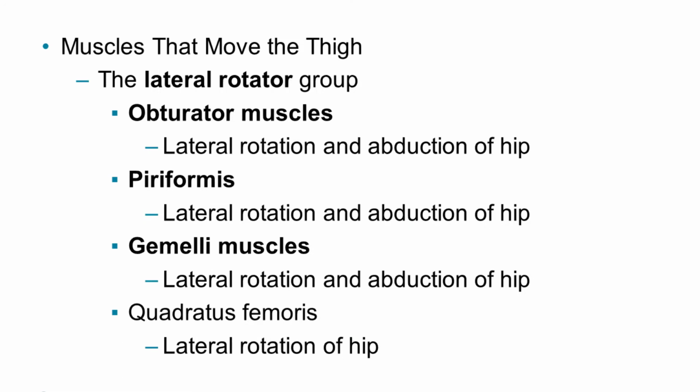The muscles of the pelvic girdle and lower limbs include muscles that move the thigh. This includes the lateral rotator group. The lateral rotator group has the following four muscles: the obturator muscles, piriformis, and gemelli muscles, which all function to laterally rotate and abduct the hip, and the quadratus femoris, which performs lateral rotation of the hip.